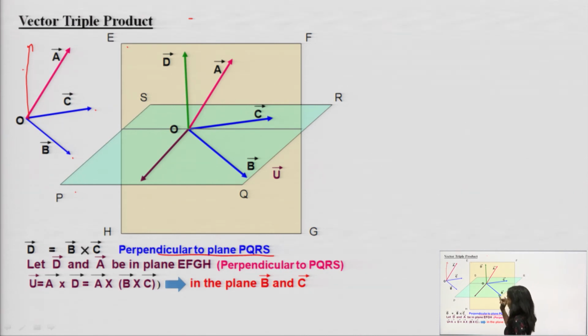Then the cross product of this A vector and D vector will be the vector triple product. The cross product of D and B will again be perpendicular to both D and B, which will be outside of the board. So this will again be in the same plane on which B and C lie.